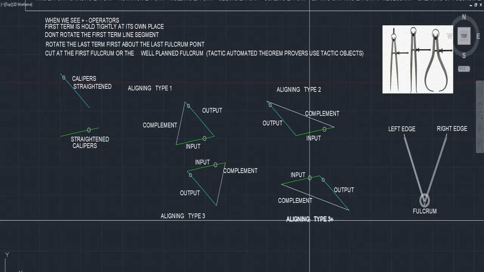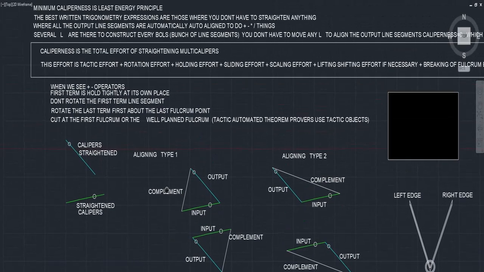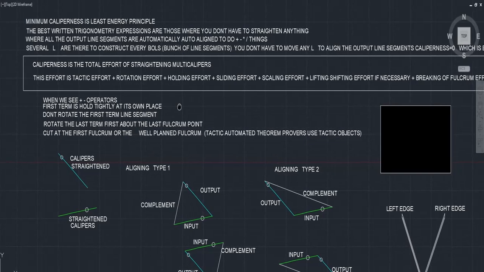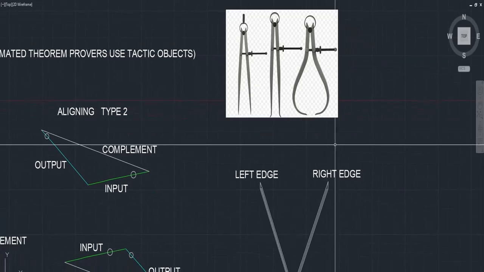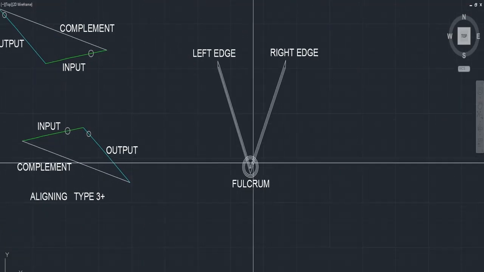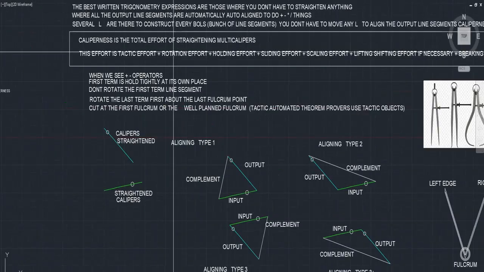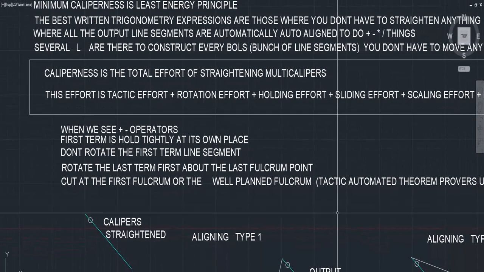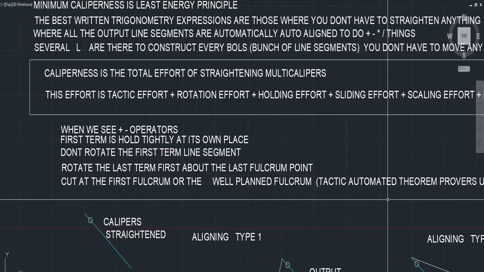Caliperness is the mathematical object which measures the total effort to straighten a multi-caliper. Caliper objects look like these things, which have a fulcrum point, a left edge, and a right edge, and the effort to straighten is defined in this way. Caliperness is the total effort of straightening multi-calipers.